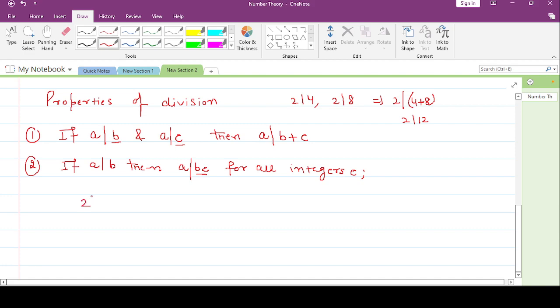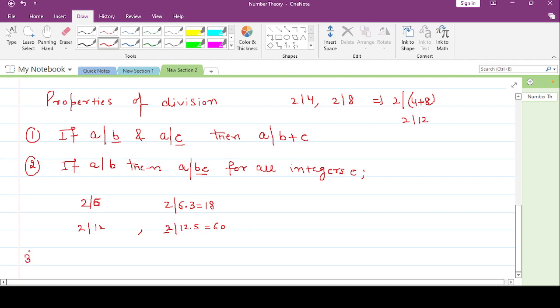For example, if 2 divides 6, then I can introduce any other integer like 3. Still 2 divides 18, because 6 into 3 is 18. Now for example, if 2 divides 12, then I may introduce here 5. 12 into 5 is 60. So 2 still divides 60. I hope you have understood this property.